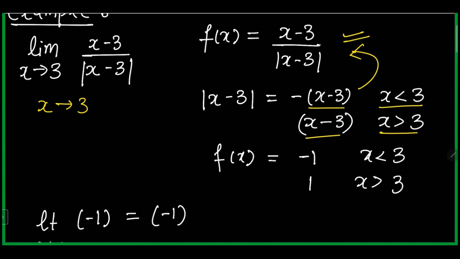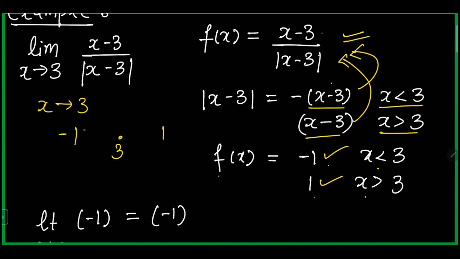So you can see x minus 3 by minus x minus 3 will give you minus 1, and x minus 3 by plus x minus 3 will give you 1. So your function has a value minus 1 if x is less than 3, and your function has a value 1 if your x is greater than 3. So you can clearly see, if this is 3, the value of function on left side is minus 1 and on right side is 1.